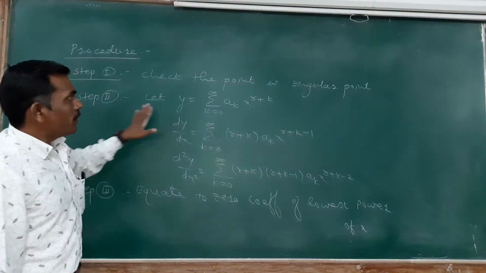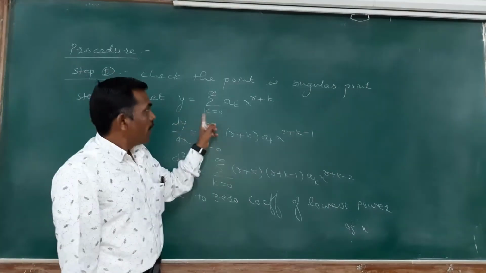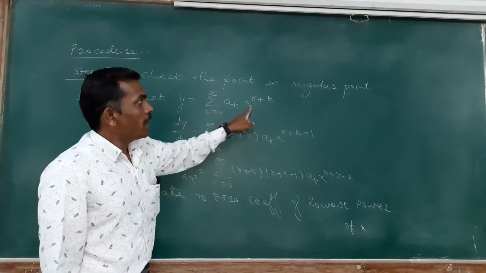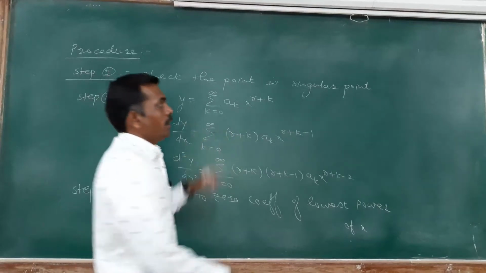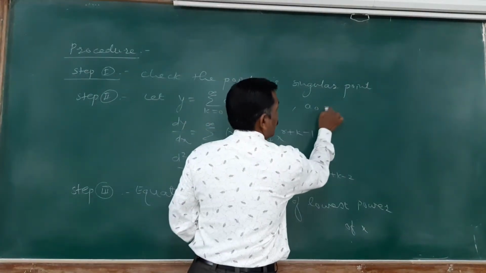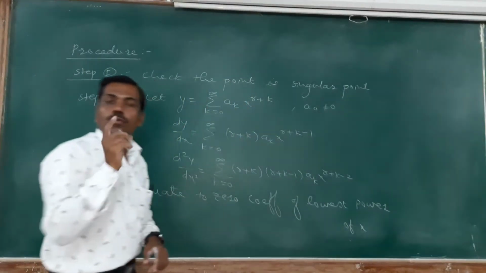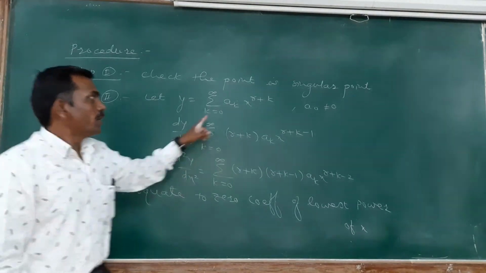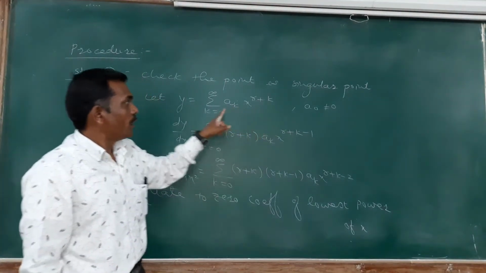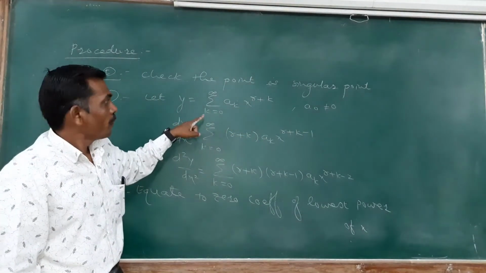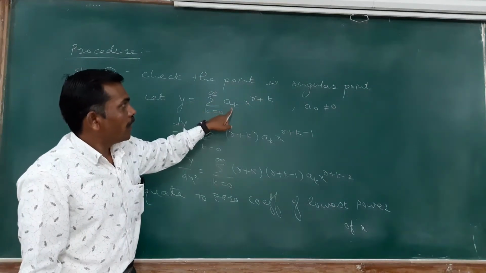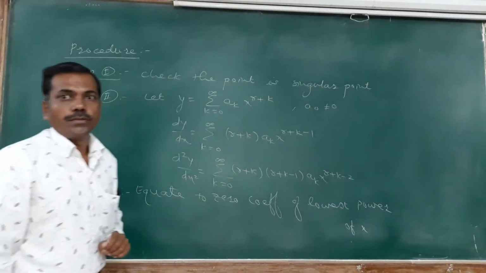Step second is let y equal to summation k equal to 0 to infinity ak x raised to r plus k. Here our a0 is not equal to 0, a0 must be present. So our solution is y equal to summation k equal to 0 to infinity ak x raised to r plus k.